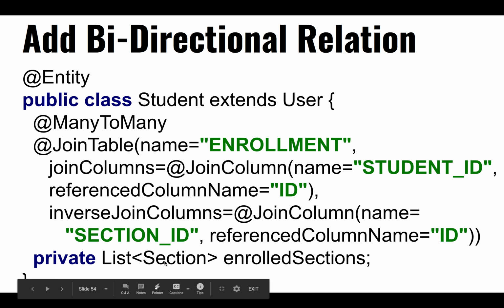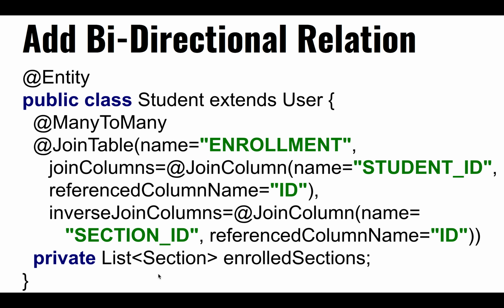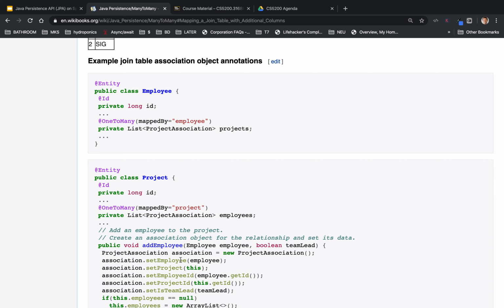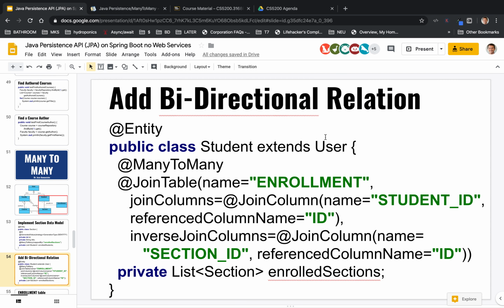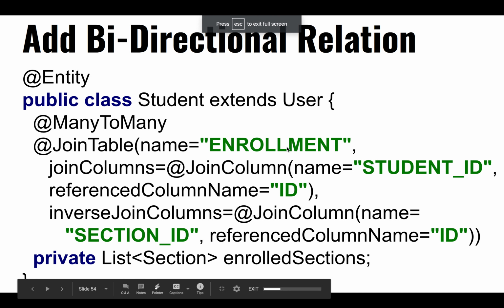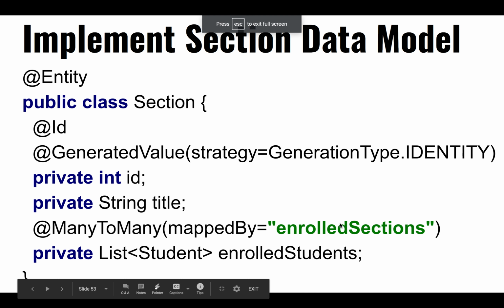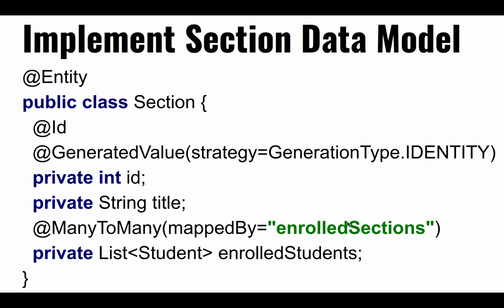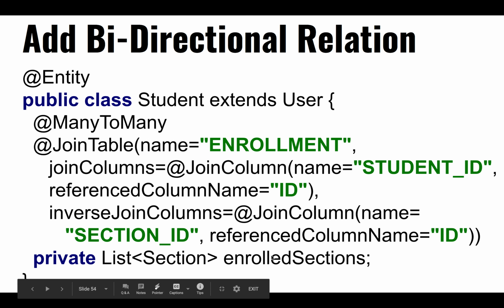Here, in the section right here, this is how it knows what to map to, the inverse relationship. Also, the section knows who's mapping to it: the enrollment sections. It says that the students are referring to me through these enrollment sections. That's where the connection goes back to the section. Okay.